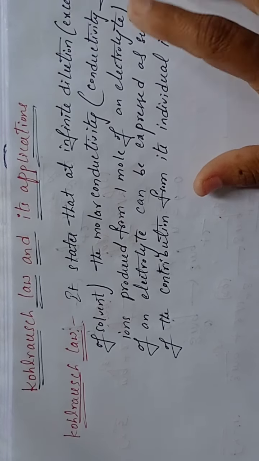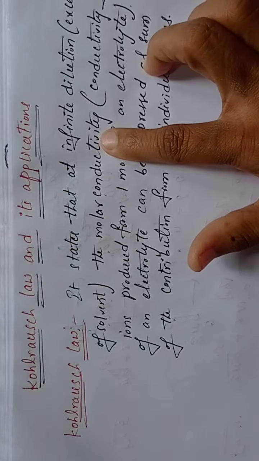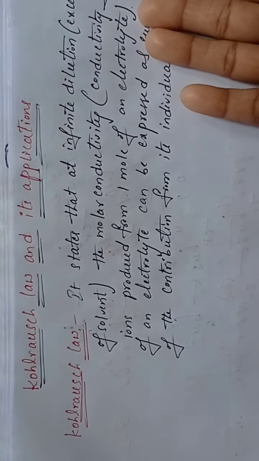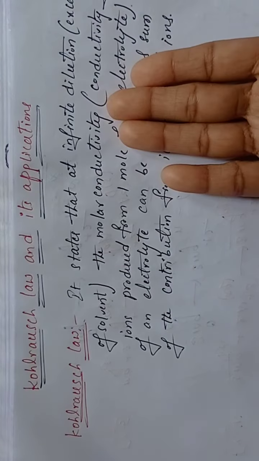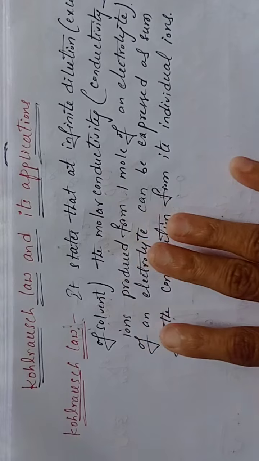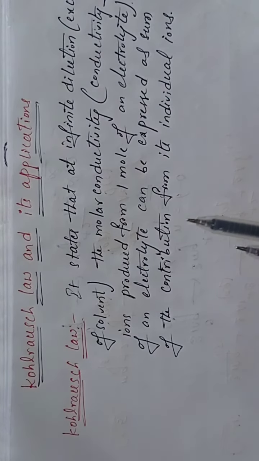Here the electrolyte concentration is 1 mole, students, so that is called molar conductivity. The conductivity of ions produced from 1 mole of an electrolyte, that is nothing but molar conductivity. Infinite dilution is nothing but excess of solvent is added. Clear? So now see, students, the molar conductivity of an electrolyte.